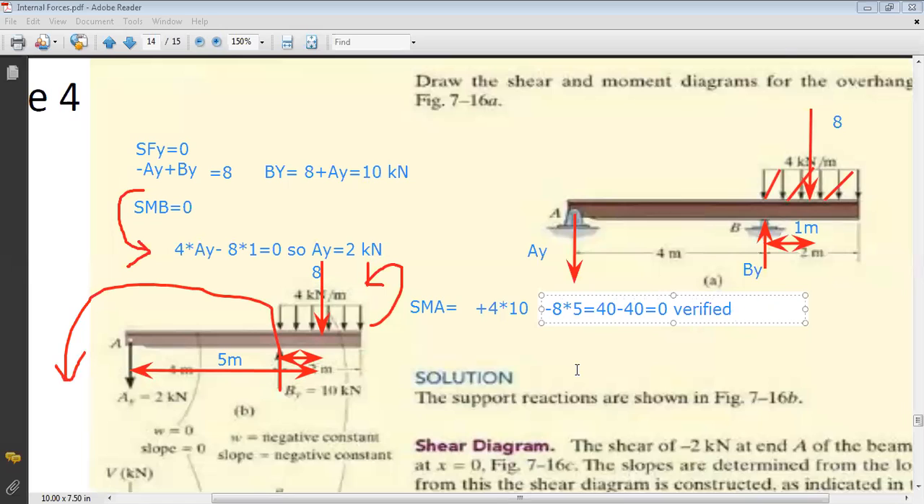Now once I have my external reactions, I can draw the shear and bending diagram. So we can continue this problem next time. We will draw for this beam how the shear and bending moment are varying.